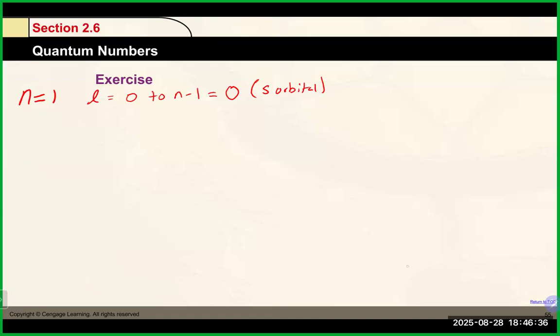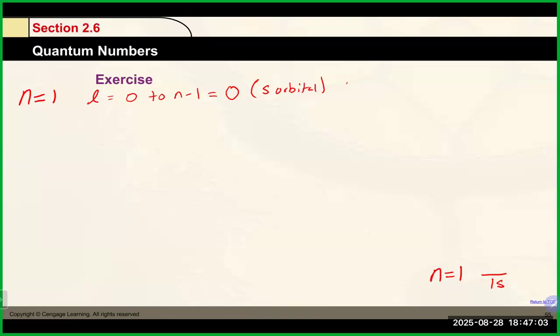What does that mean? That means when I roll down here to my n equals 1 level, the absolute only orbital that's present is a 1s orbital, because quantum numbers tell us that's the only acceptable orbital that can be found on the energy level. So on the very first energy level, there are no other orbitals present, because the only allowable orbital is the s orbital based on the quantum numbers.